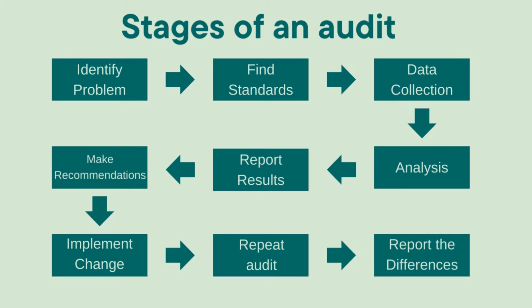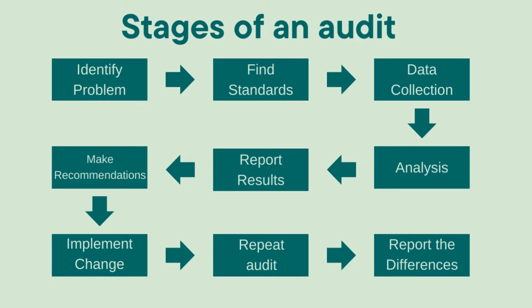This is just a diagram to show you the stages of a quality improvement activity, or you can call it an audit. First thing is to identify a problem. The second stage is to find the standards you're going to audit that particular issue about. Then you collect information, then you analyze the information, then you report your results, and then you make some recommendations. The first 6 boxes will complete the first audit.